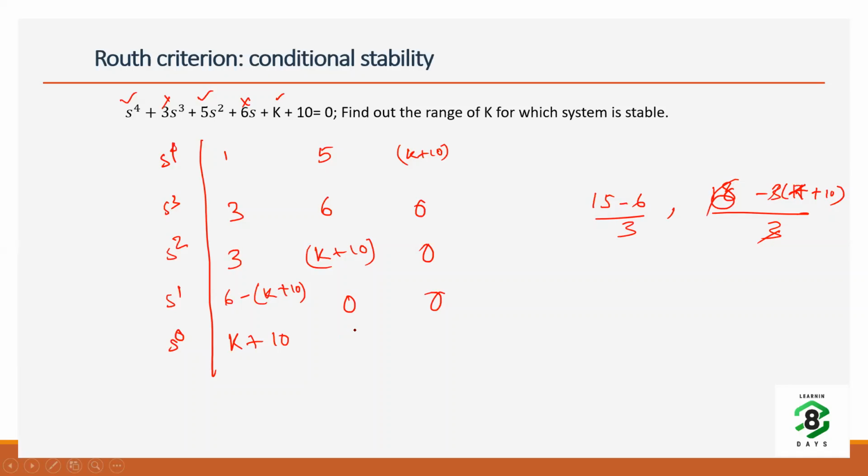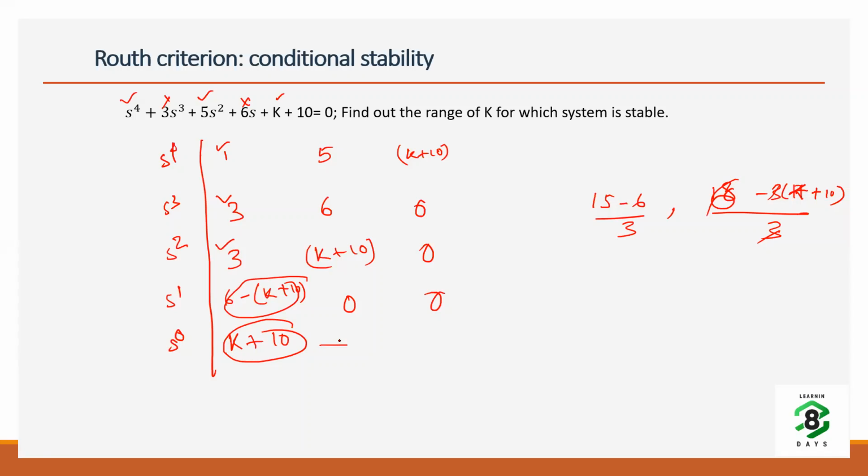Now you have the array available to you, and this time the question is not about stability. Now the question is to find out the range of k for which the system is stable. So we have to make sure that all of the components are positive. These are already defined. You don't control them. You just control this parameter and this parameter, and you have to make sure both of them are positive by finding a suitable value of k.